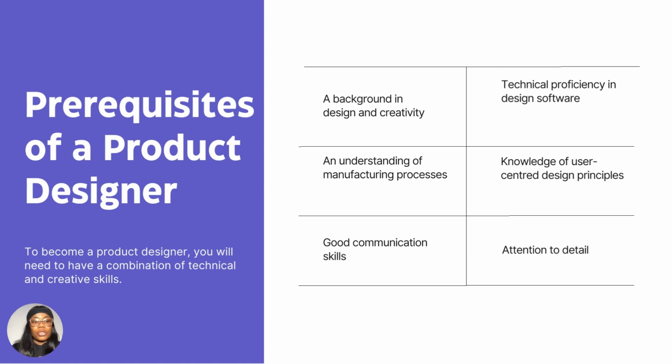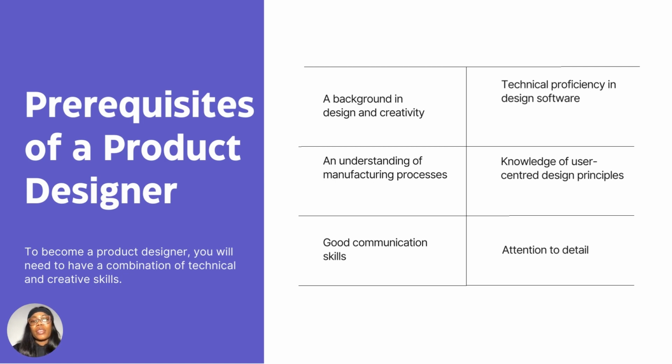So for prerequisites of a product designer, for you to be a good product designer, there are certain things you need to have at the back of your mind, and you need to be good at it, right? Example is a background in design and creativity. You don't need to know so much of design, but you need to have the kind of mind that can think of certain things and create certain things, right? And then you need to be technically proficient in design software. So now that you have joined product design, you need to learn how to use different softwares, for example Figma, Adobe XD, and all of those things. And then you need to understand manufacturing processes.